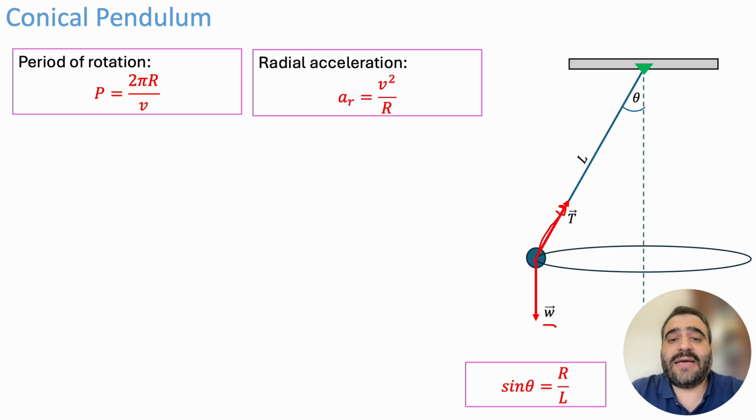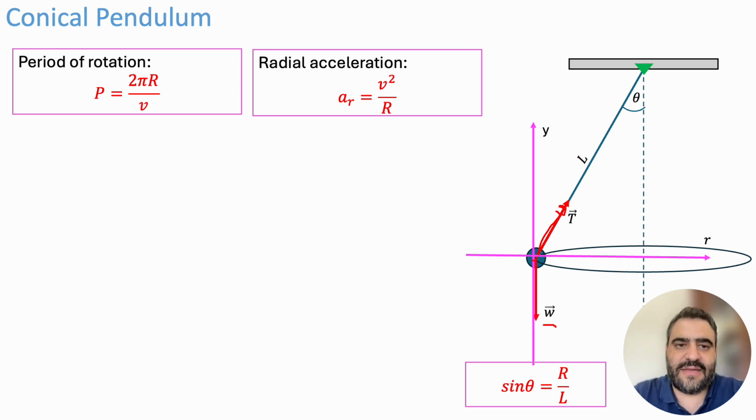Now I choose my axes. I'm going to choose a radial axis that points from the ball toward the center of the circle. This direction is rotating with the ball as it rotates, but relative to the forces, it's fixed. So it's along the radial direction. The other direction I'm going to choose is the vertical direction because we have weight vertical, so we need a vertical direction, or a direction that has a component on the vertical axis.